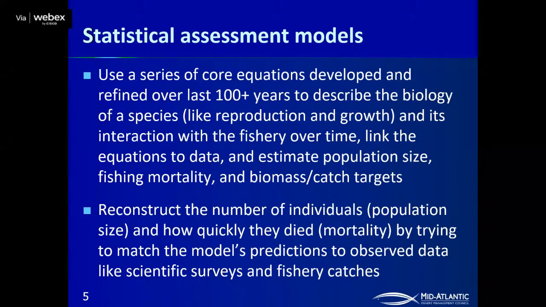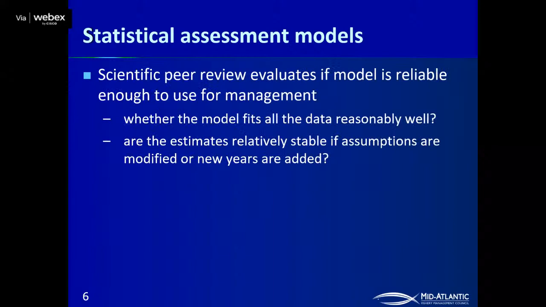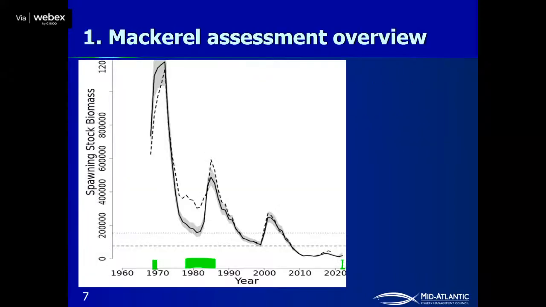We don't see everything, right? But some things we do see. So that's trying to set the stage for, we have these statistical assessment models for mackerel and dogfish. And then we have peer review to check it. Is it actually doing that? Does the data fit it? Is it fairly stable? If we give it new data, if we change little things, does the thing go haywire? And if it holds together, the reviewers say, good job.